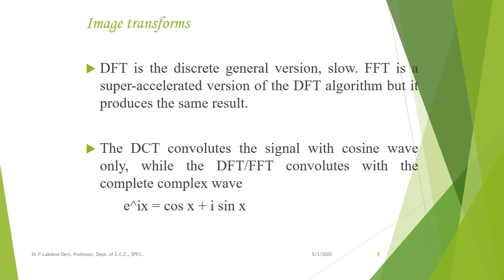The discrete Fourier transform, in its general version, is slow in general. The fast Fourier transform is a super accelerated version of the discrete Fourier transform algorithm, but it produces the same result. The discrete cosine transform convolves the signal with a cosine wave only, while the discrete Fourier transform and fast Fourier transform convolve with the complete complex wave, that is e power jx equals cos x plus j sin x.